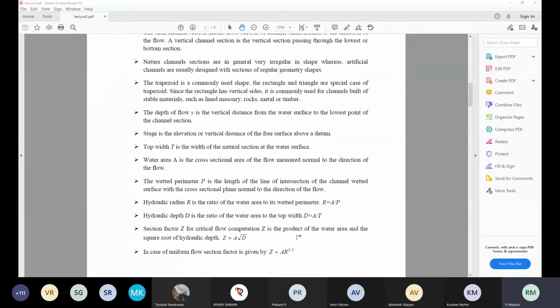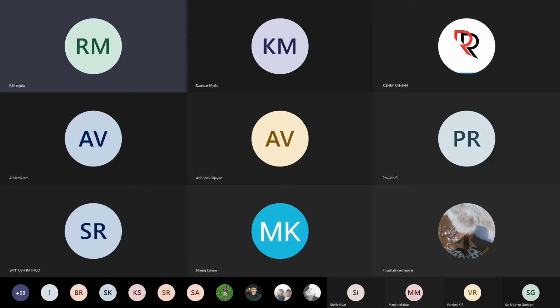Suppose you are taking a rectangular channel, I'll show you this. You have a rectangular channel having width as B and depth as D, then B plus 2D is your wetted perimeter. Why is it B plus 2D? B is the width of the channel, and D is on both the sides. So whatever surface is wetting along the intersection and is perpendicular to the direction of flow, that is your wetted perimeter. So if it is a rectangular channel, it is B plus 2D.